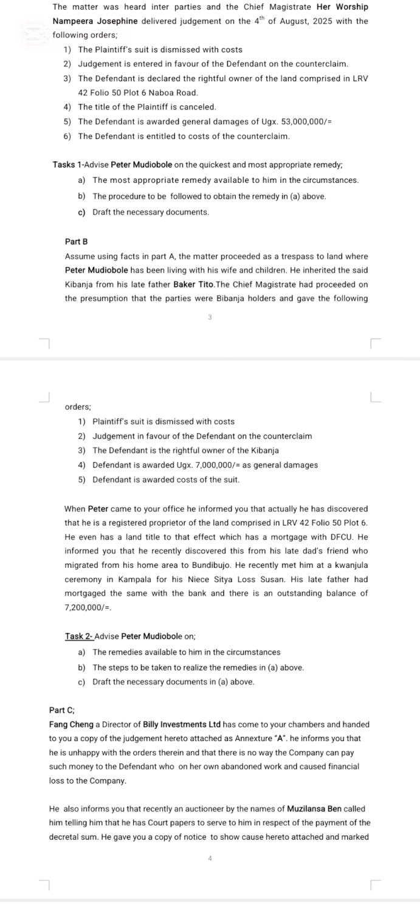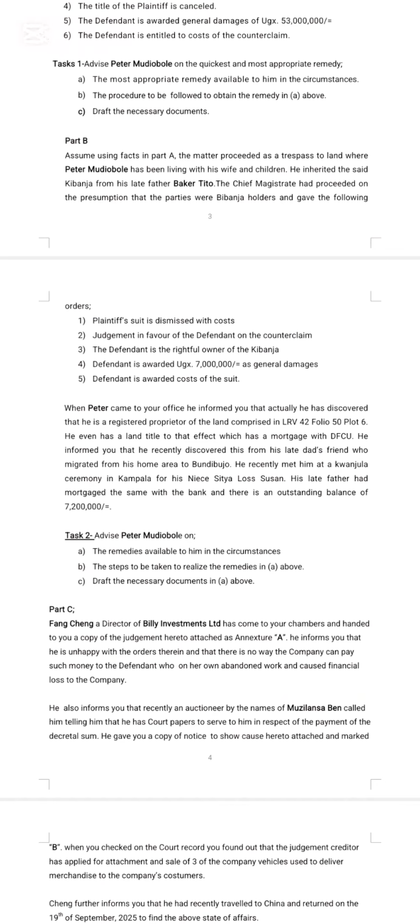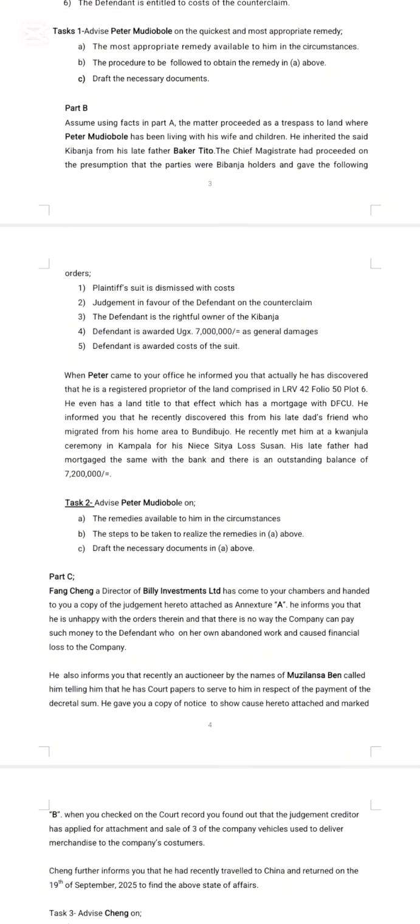The procedure to be followed to obtain the remedy and the necessary documents would be a notice of motion and an affidavit in support for revision. Part B, assume, using facts in Part A, the matter proceeded as a trespass to land where Peter Mudihobore has been living with his wife and children. He inherited the said Chibanja from his late father. The Chief Magistrate had proceeded on the presumption that the parties were Bibanja holders and gave the following orders.